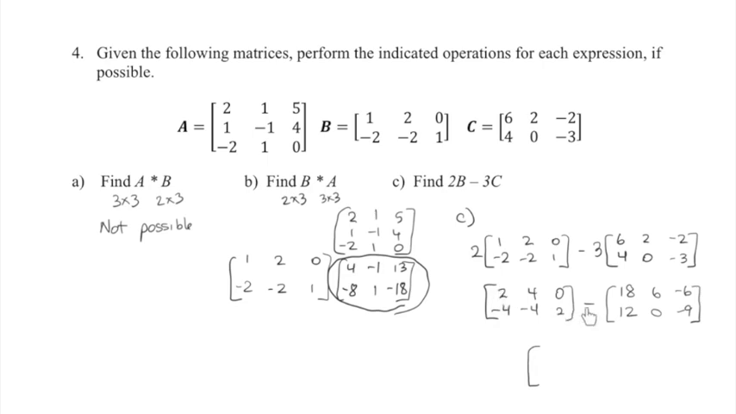So like 2 subtract 18, it's negative 16. 4 minus 6 is negative 2. 0 minus negative 6, positive 6. Negative 4 minus 12, negative 16. Negative 4 minus 0 is negative 4. And 2 minus negative 9 is 11.